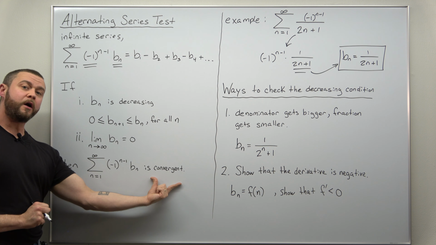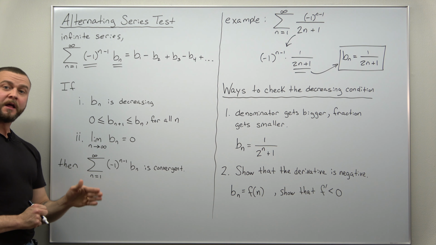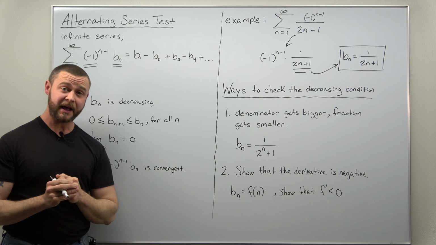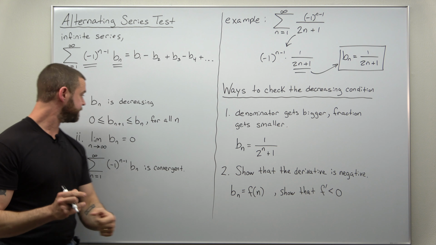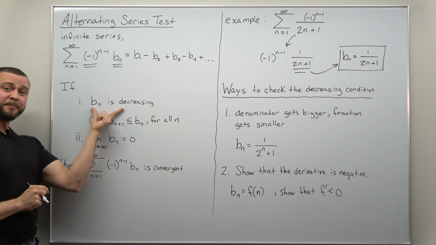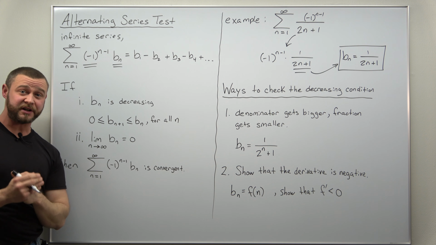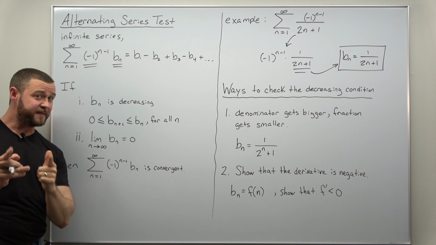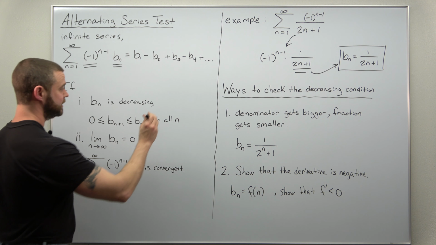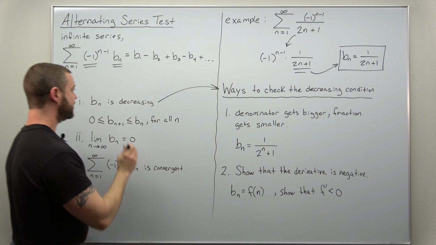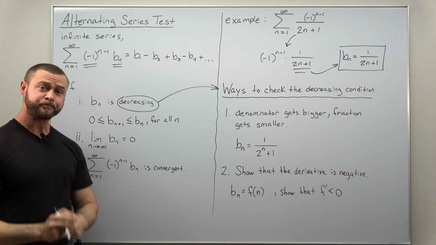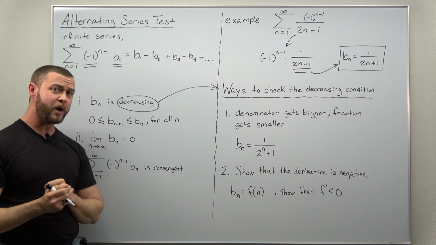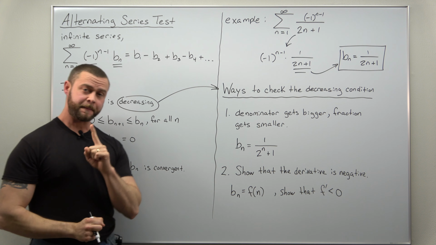Now, where most of the work is going to lie, and where you'll have to provide some justification to your professors, myself included, is that you can't just simply state that b sub n is decreasing. You might actually have to verify that. So let's take a look at how we can check that decreasing condition. There are going to be two primary ways that you can do this.